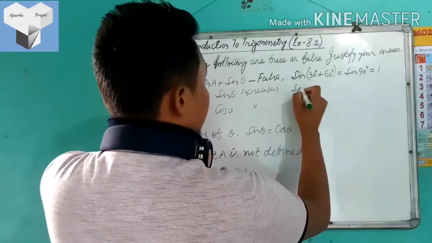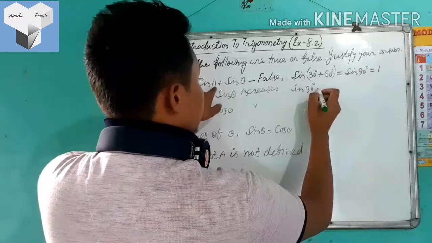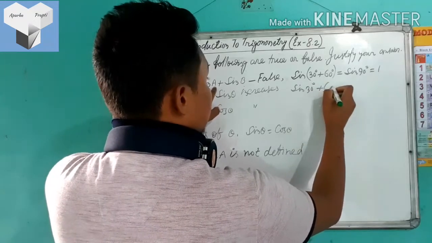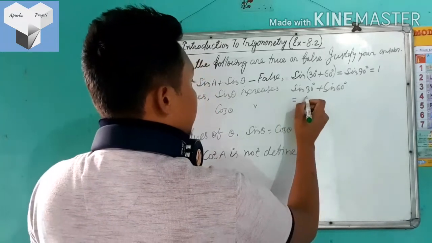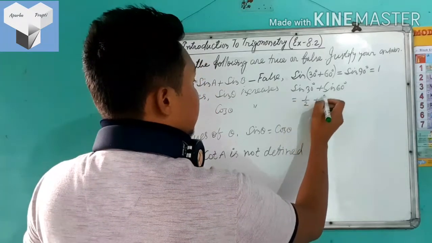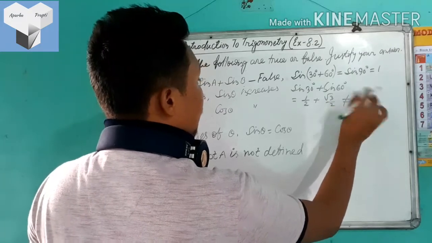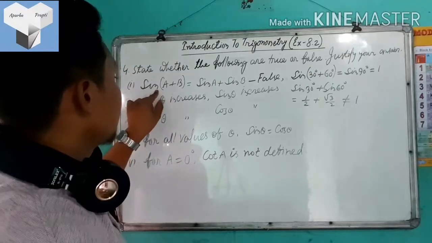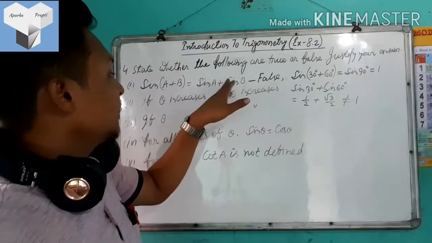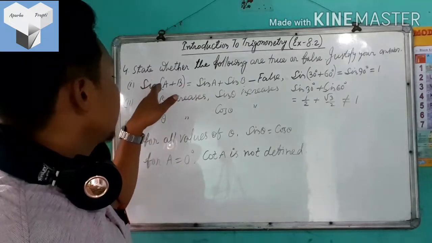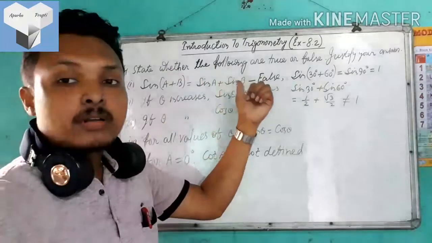But if we take it like this and write it this way, sin 30 plus sin 60 degree, then sin 30 degree is half and sin 60 degree is root 3 by 2, which is never ever equal to 1. So since this is not equal to this expression, this cannot be true. So sin (A plus B) equal to sin A plus sin B is a false expression.